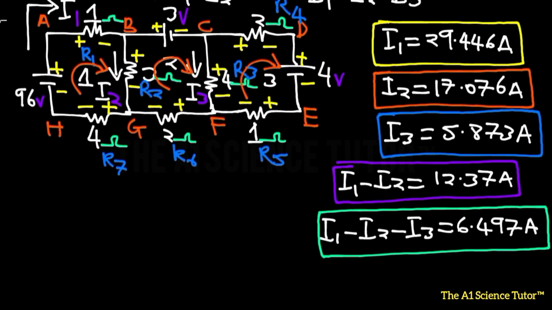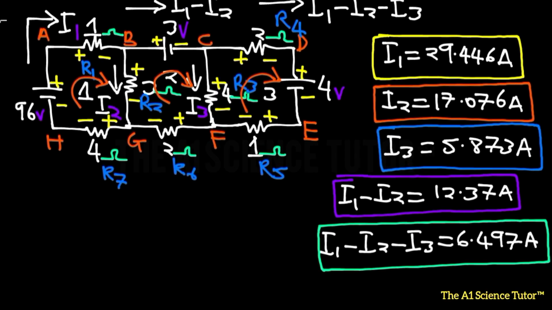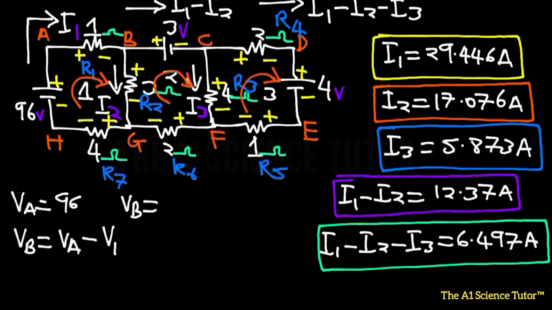So we know that the potential at point A is going to be the EMF of the battery. So V sub A will be equal to 96. Now V sub B is going to be VA minus the voltage wasted over the first resistor. That's V1. So that will be 1 multiplied by 29.446. Basically that should be 96 minus 29.446. So that gives us 66.554.